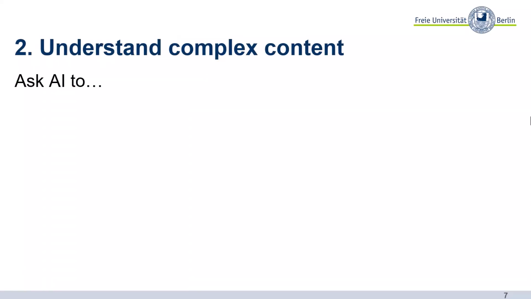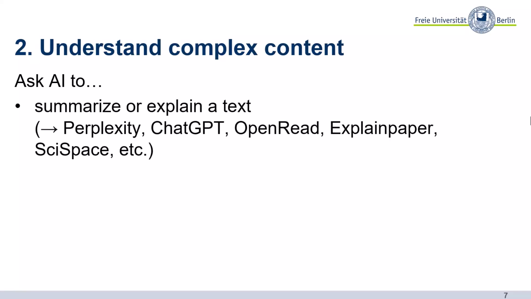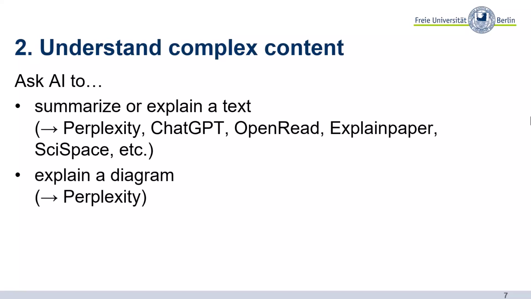Another thing you can do is to use AI to help you understand complex content. You can either ask AI to summarize or explain a text, and there are many tools that can do this: Perplexity, ChatGPT, or more specialized tools like OpenRead, Explain Paper, etc. And in some cases, you can even ask AI to explain a diagram or any other figure that might appear in a scientific paper, for example.